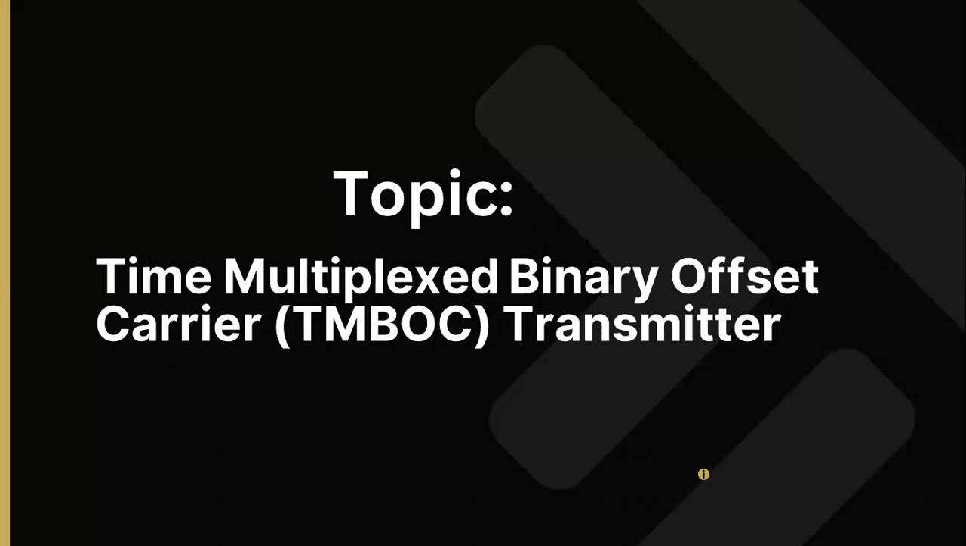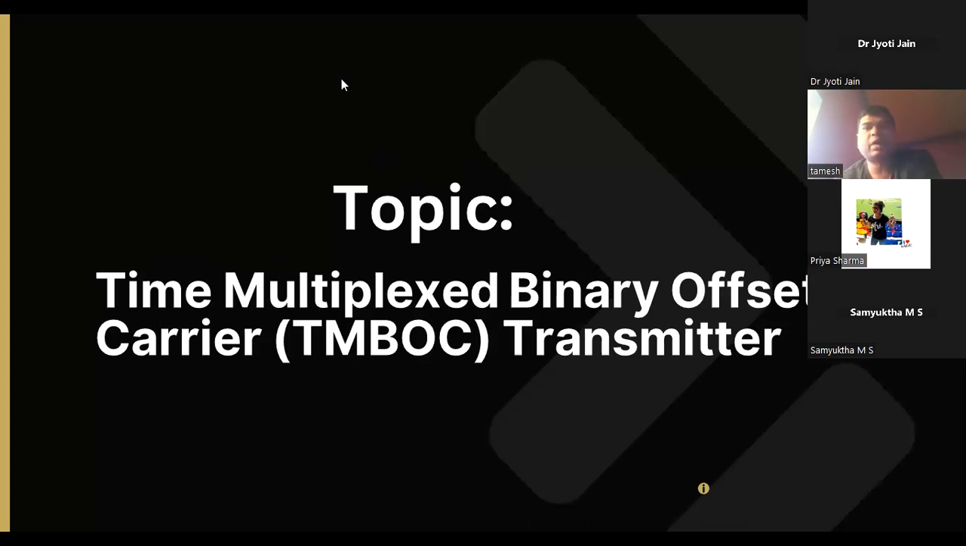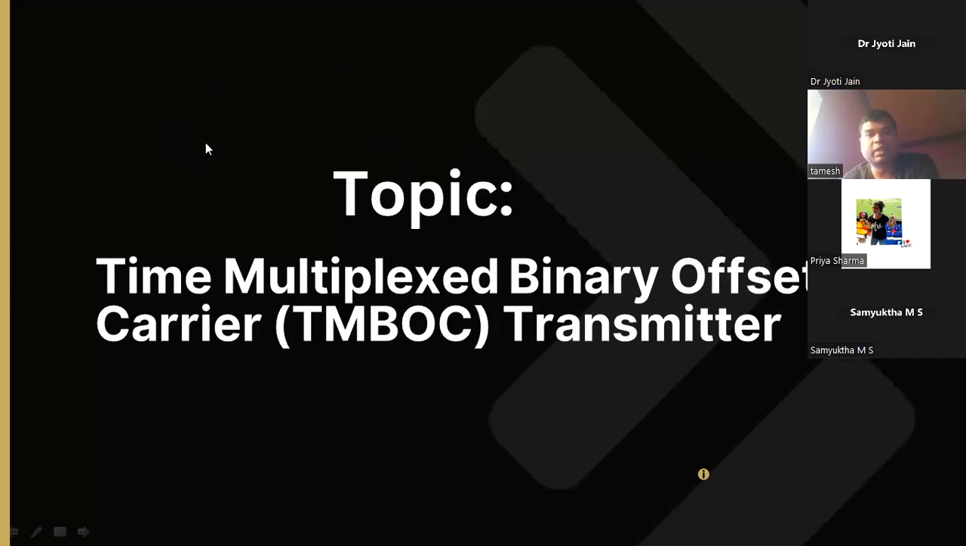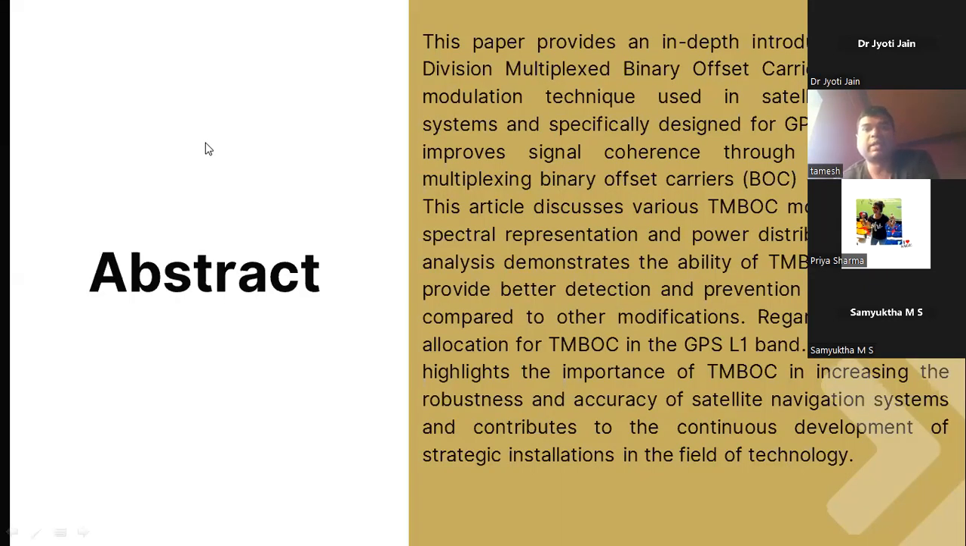This is the work on the time multiplex binary offset carrier, which is actually a variation of the multiplex binary offset carrier. Multiplex binary offset carrier is of two types: one is composite binary offset carrier, and another is time multiplex binary offset carrier. So here I am working on the time multiplex binary offset carrier, working in the GPS L1 band, which is 1575.42 megahertz. So it is very strategic work.